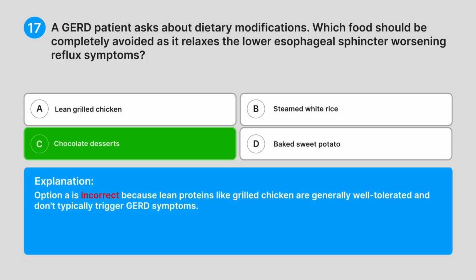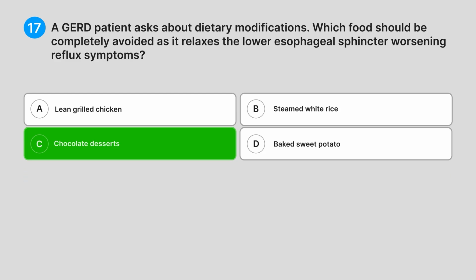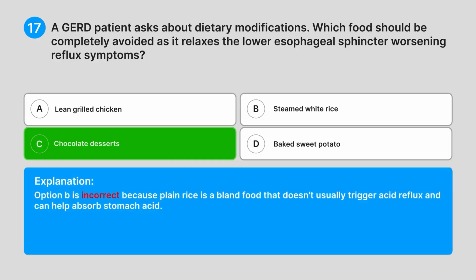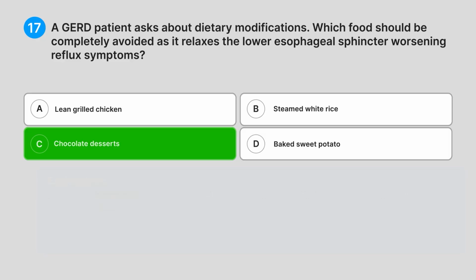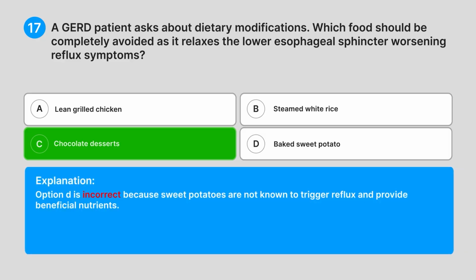Option A is incorrect because lean proteins like grilled chicken are generally well tolerated and don't typically trigger GERD symptoms. Option B is incorrect because plain rice is a bland food that doesn't usually trigger acid reflux and can help absorb stomach acid. Option D is incorrect because sweet potatoes are not known to trigger reflux and provide beneficial nutrients.